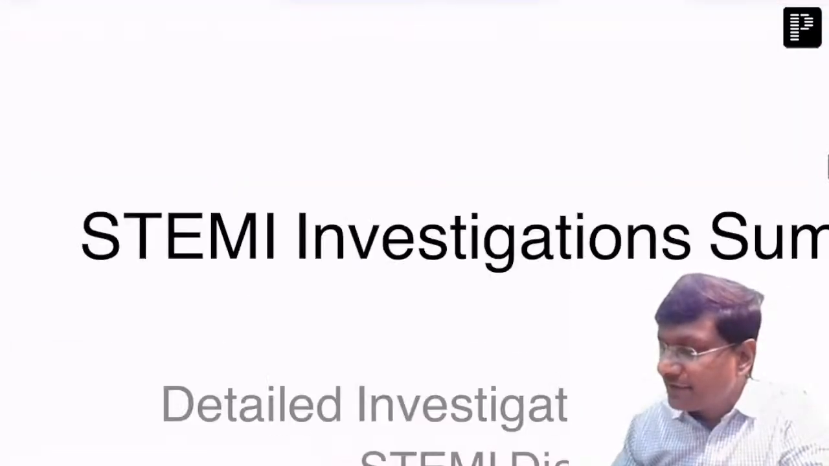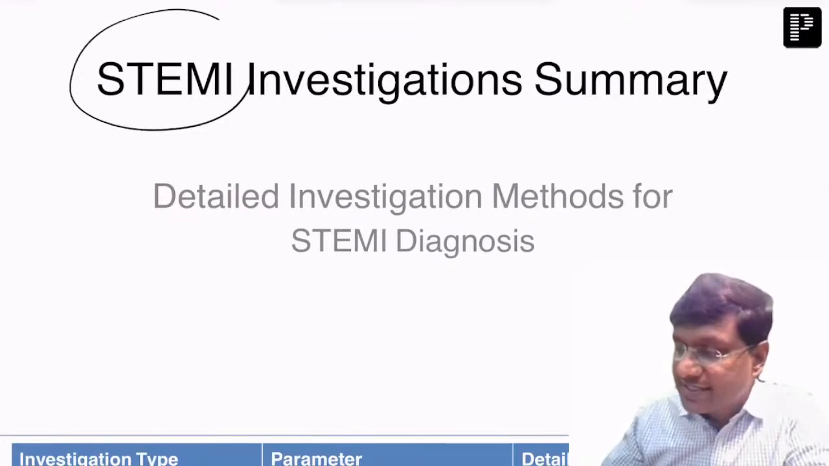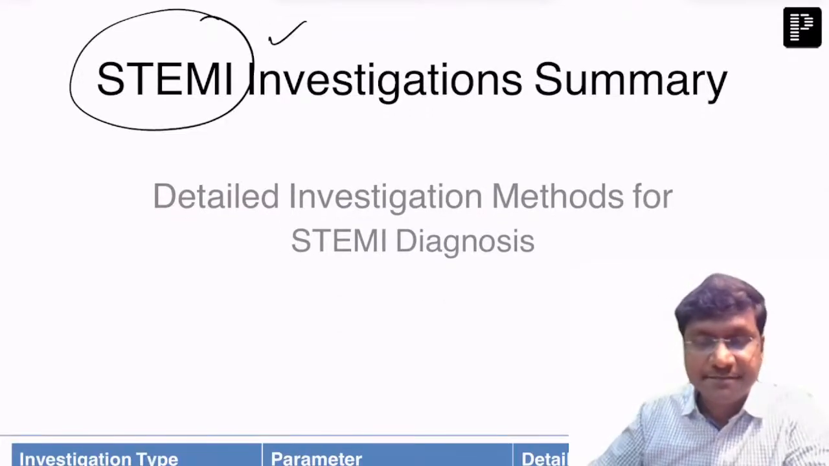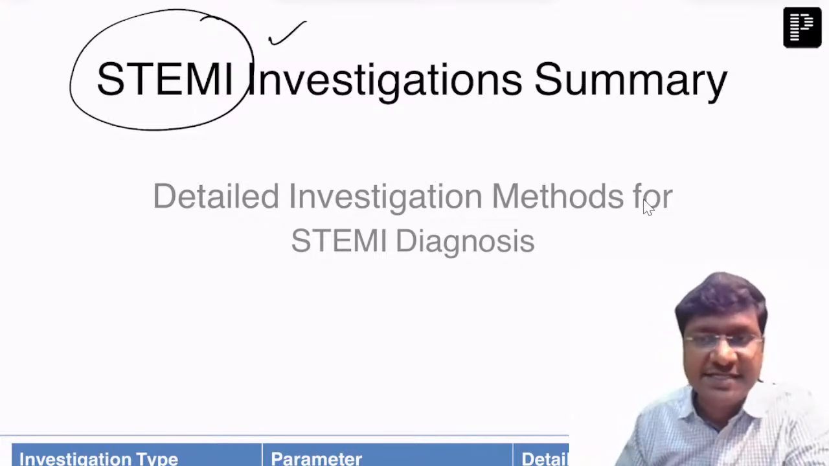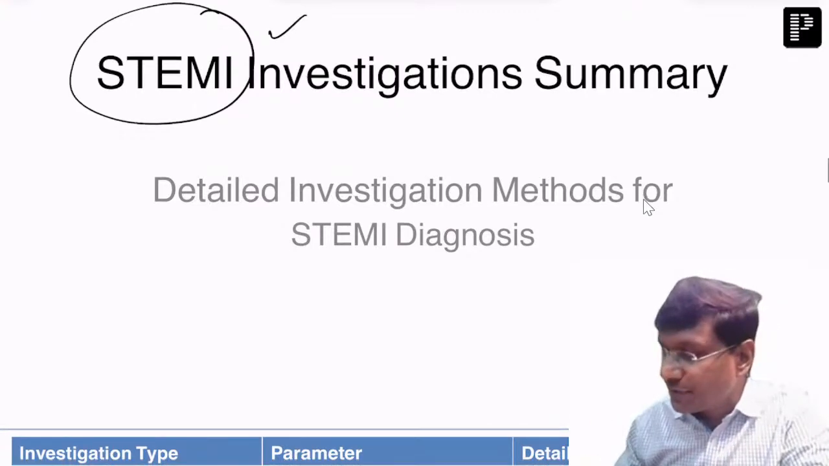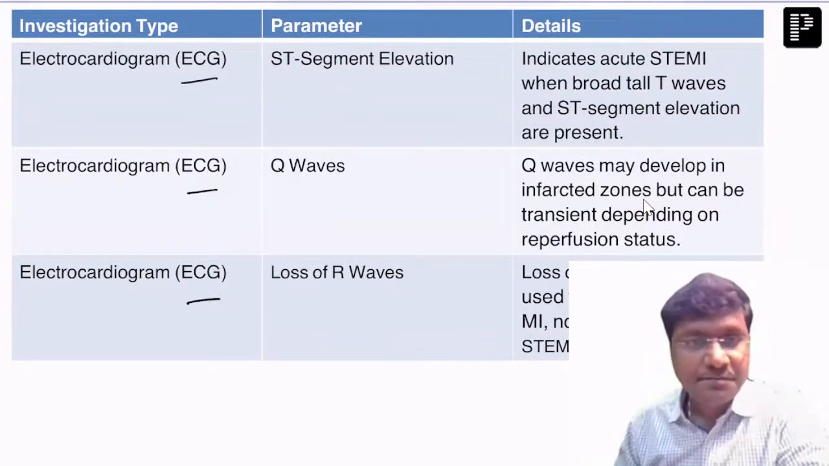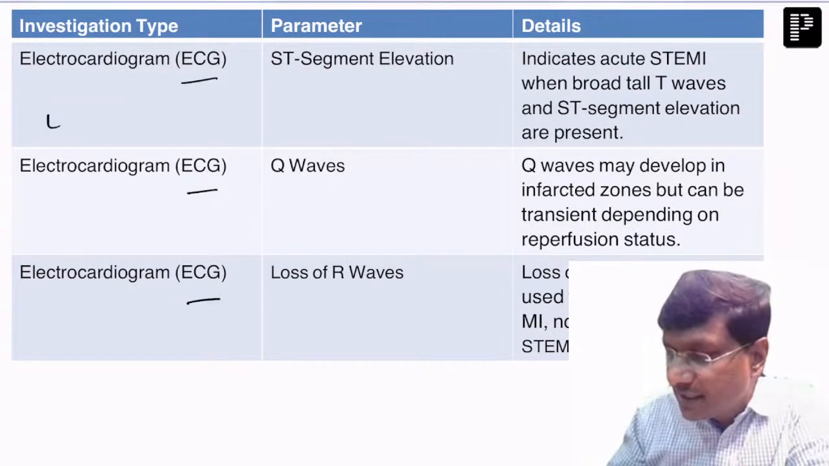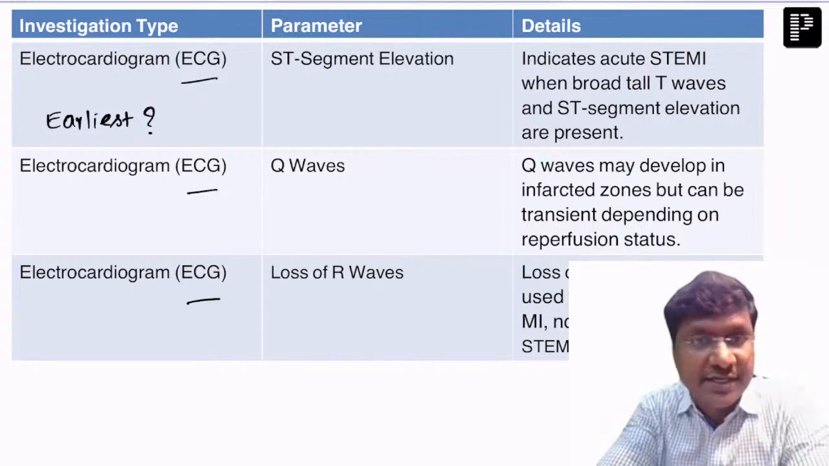Now, after having discussed the NSTEMI, let me quickly summarize the STEMI, right? So the presentation is the same. What is that presentation? That is chest pain. Now, if you take the investigations, that is the ECG first, right? Now, what is the earliest ECG change in patients with STEMI? Any one of you, please? What is the earliest ECG change in patients with ST elevation MI?